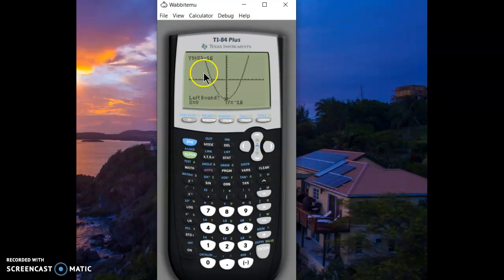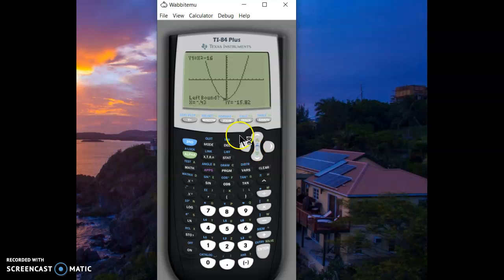And to do that, you're going to need to grab a left bound to the left of the point you want, a right bound to the right of the point you want, and then the calculator will ask you, do you want to guess? And you're going to say yes. So to move your cursor up here, use the sideways arrow, not the up and down arrow. This is changing your input for your x values.